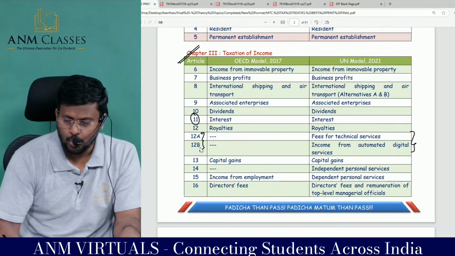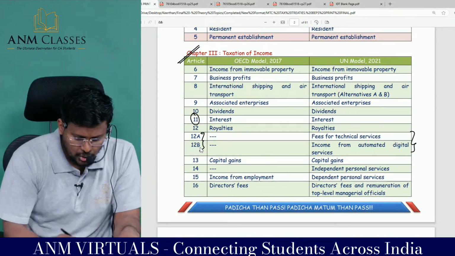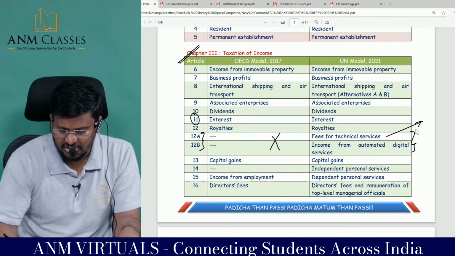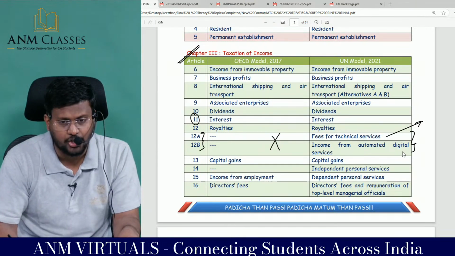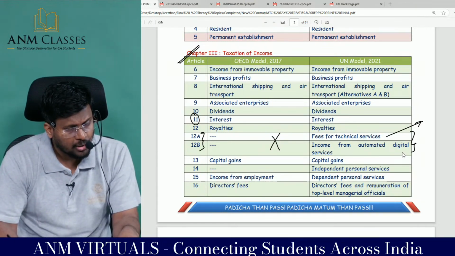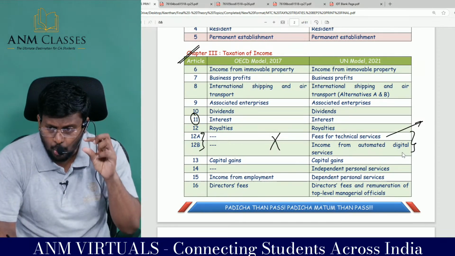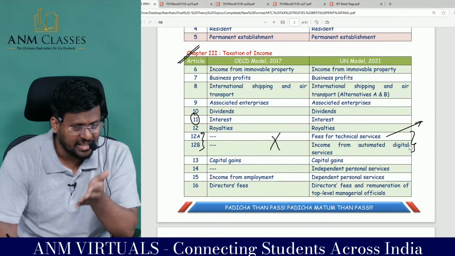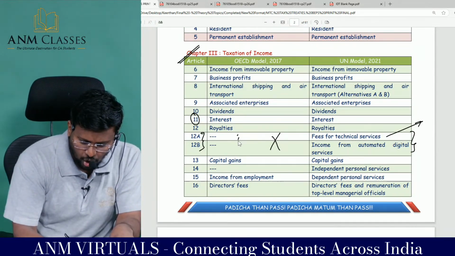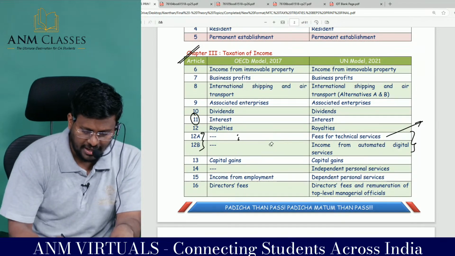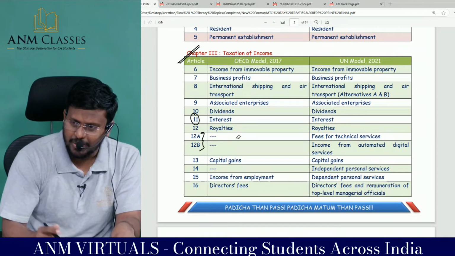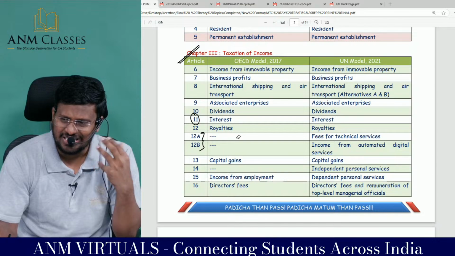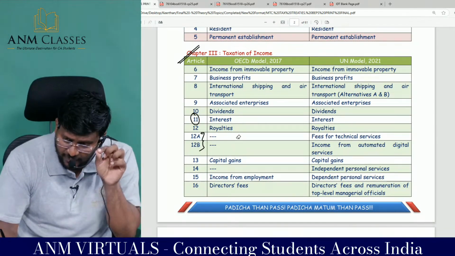Articles 12A and 12B, 12A, 12B, are not there in the OECD model. Whereas fees for technical services and income from automated digital services, these two things are available only in the UN model. These two are service PE only. For these two things, they need service PE, but these two things are not there in the OECD model. Actually, fees for technical services is service PE, and income from automated digital services is again service PE. So who needs only service PE?